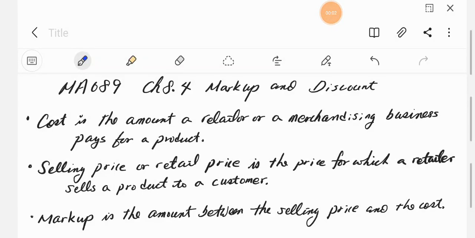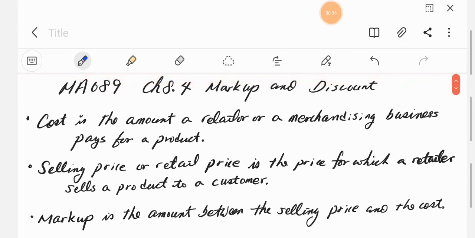Chapter 8.4 Markup and Discount. Okay, discount is kind of markdown. When a product is on sale, then it's a discount, right? And if you want to sell something, then you put some profit margin, right? That is markup. So in this case, we need to understand some of the terms.